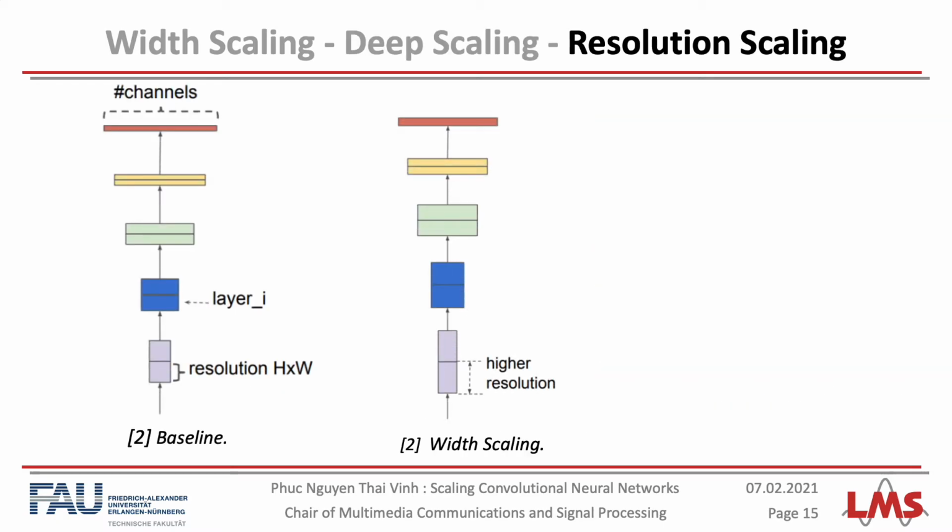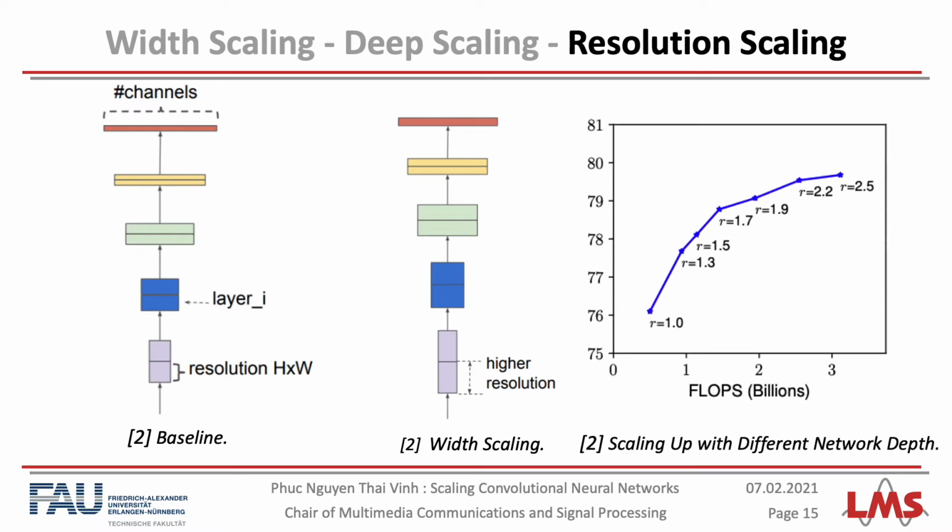Another thing is that we increase the resolution of the image, which means that we have more detail in the input image. The model performs better because it has more detail to recognize. However, this means that we need to increase the parameters of the convolution layer in the input layer, and it also increases the number of FLOPs. You can see that when we increase the resolution of the image, the accuracy increases. However, this was saturated, like the previous two methods.